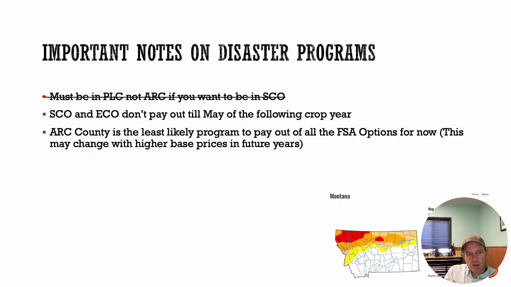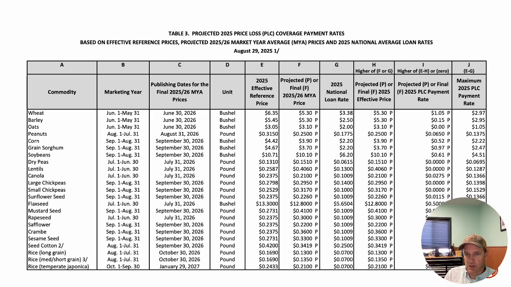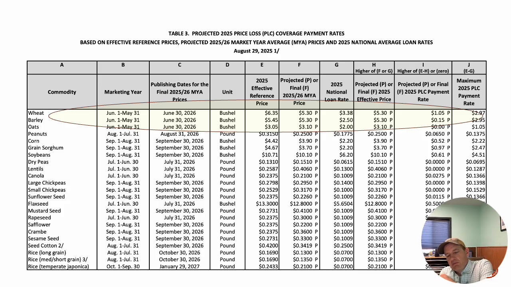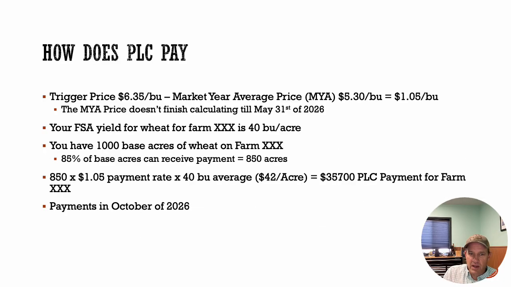So, a real important note: ECO and SCO, those county programs, don't pay out till May of the following year because they have to get all the yields in for the crop insurance before they can pay that out. ARC is the least likely program to pay right now at the FSA, so elect PLC if you have a choice for 26 because the prices are so low. PLC is very likely to pay for this next crop year, especially since they raised those base prices. As you can see on this slide, we'll get about $1.05 a bushel right now on wheat, and I think that'll get better before it finishes averaging.